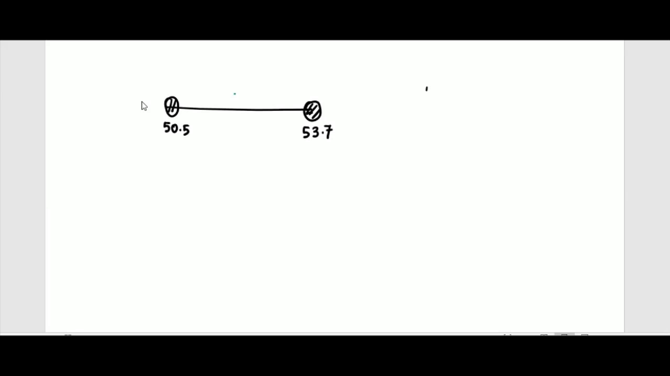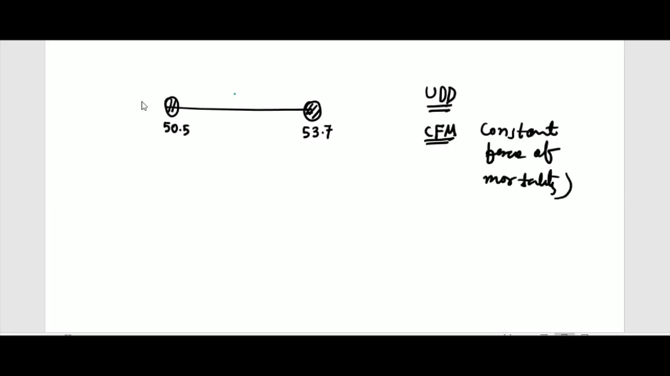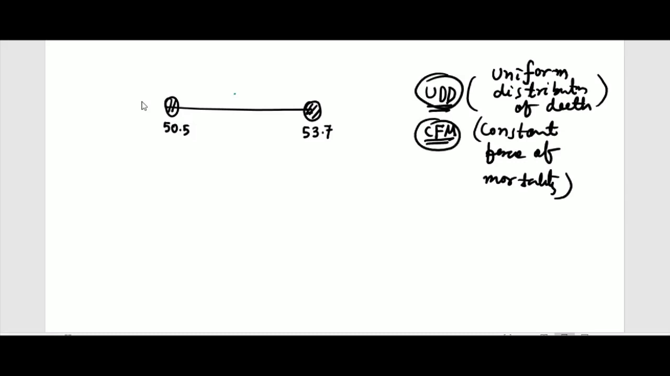One is UDD, which I discussed with you just now. And the second one is CFM, constant force of mortality. And this one is uniform distribution of death. So the same question we'll do by using CFM. So in UDD, you have two formulas.